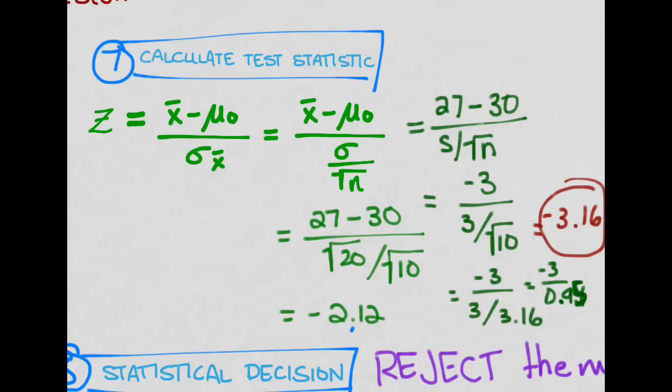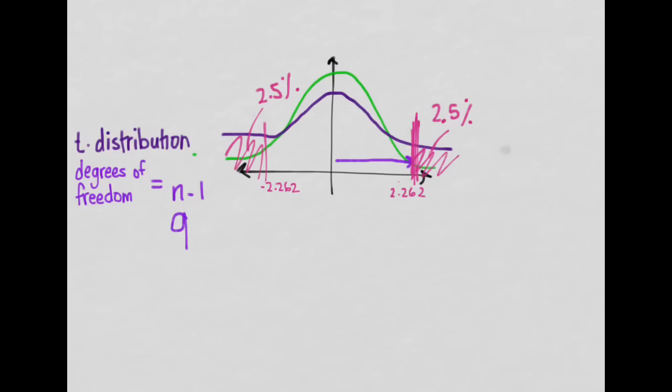So now, let's see where this falls on our distribution. Okay, so in our distribution, it actually falls here, right? Negative 3.16 is the number that we came up with, and that falls within our rejection region. So again, we were still able to reject this null hypothesis. We don't think that it is 30 using the t-distribution and using our estimate of the standard error.